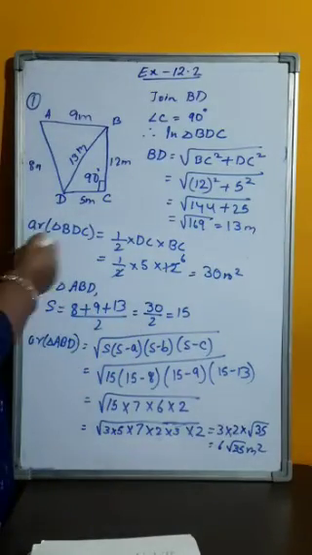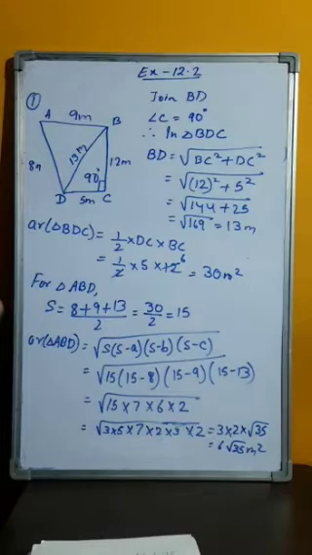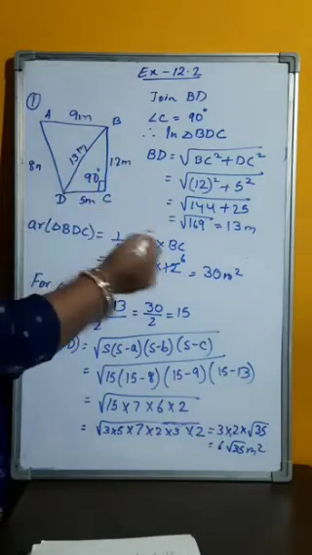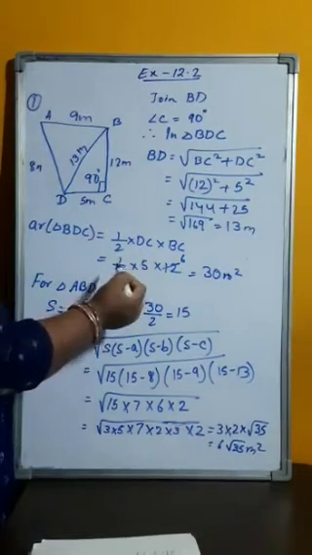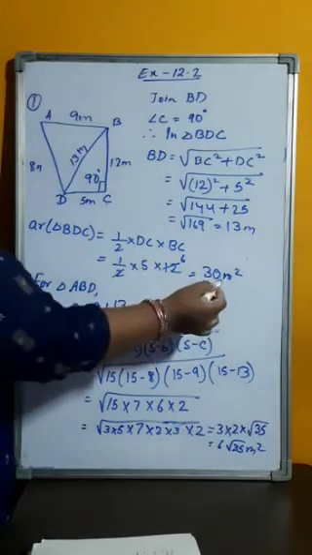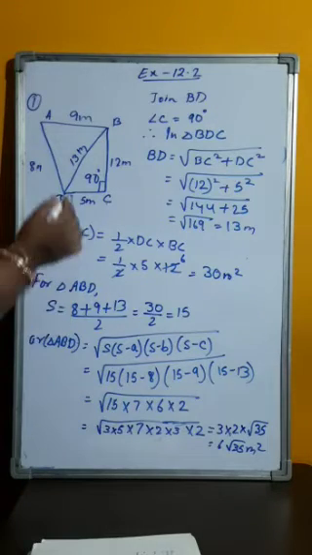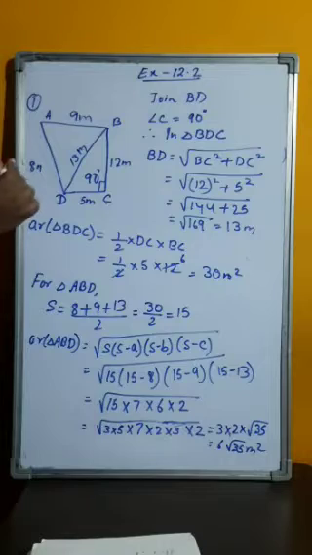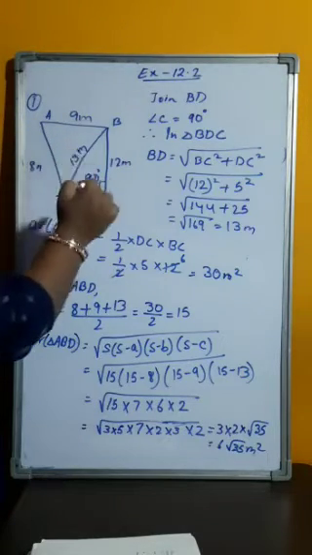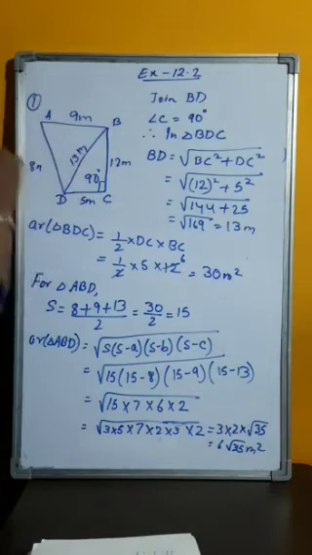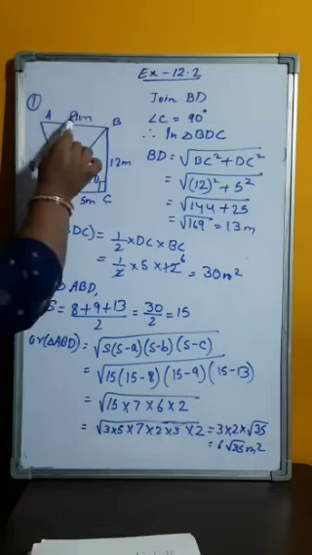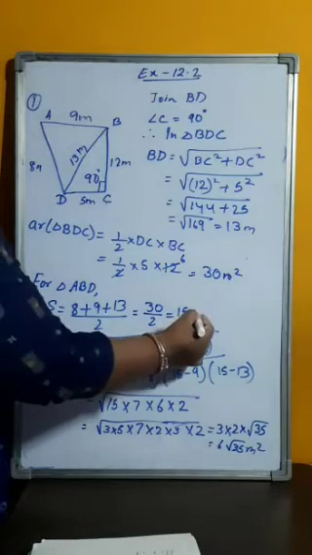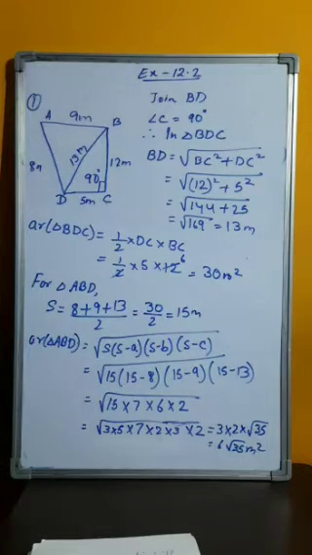Now easily we can find the area of BDC by the formula half base into height. It is half, DC is the base and height is BC. So we can put 5 into 12, which comes to 30 meter square. Now we can calculate the area of ABD by Heron's formula. For that we will add all three sides. The sides of ABD are AB, BD and AD. Let us add 8, 9 and 13 and divide by 2. So 30 by 2 gives us the semi-perimeter as 15 meter.